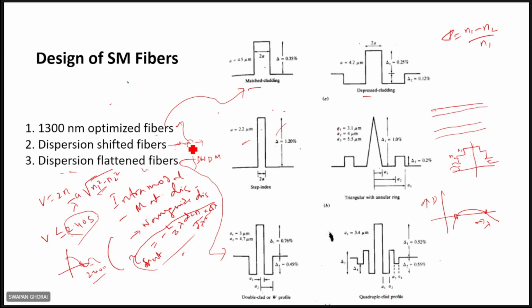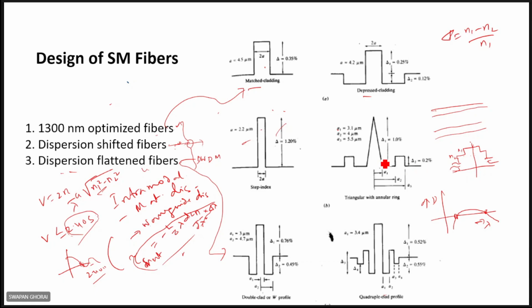This is one type of fiber, 1300 nanometers, and another fiber is here: dispersion shifted fiber. In this case, you see the profile is the conventional step index profile. Another one is a triangular profile with annular rings. So you can see how the refractive index is varying in this way. You see different delta 1, delta 2.